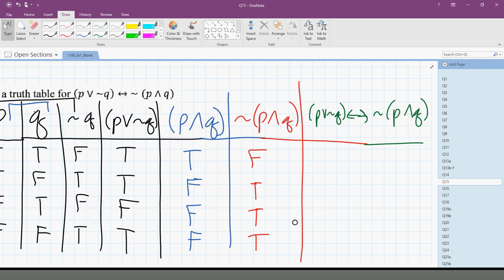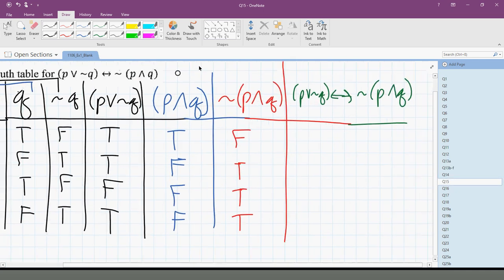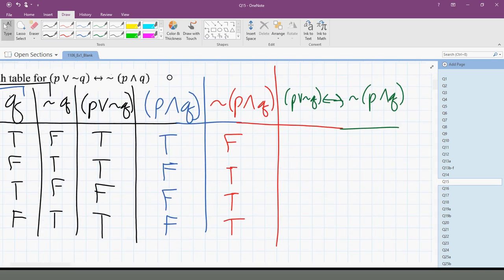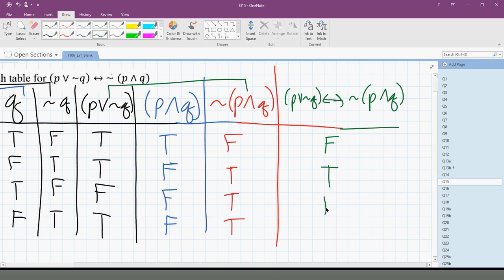All right, so what do we know about the biconditional? They have to have matching truth values. So here we're looking at these two columns right here. As long as they have matching truth values, they're going to be true. So false, true, false, true. I agree, because true, false gives me a false answer. True, true is true. False, true is false. And true, true is true. And that's what we were looking for. Okay, let's move on.